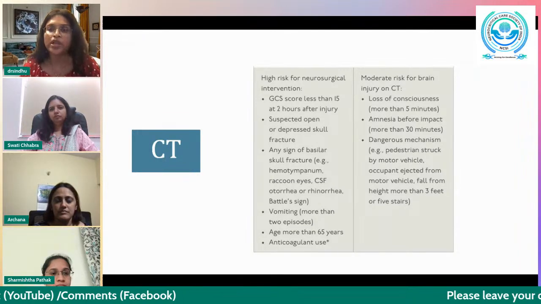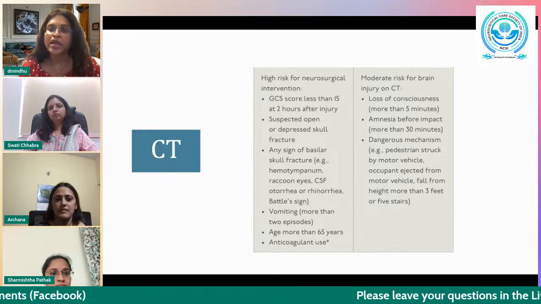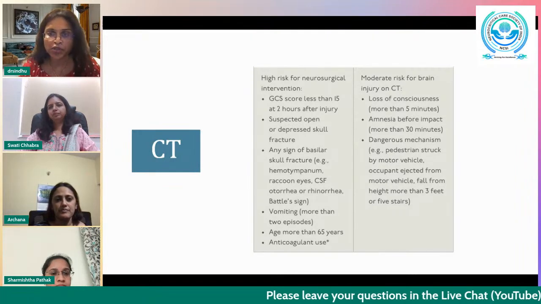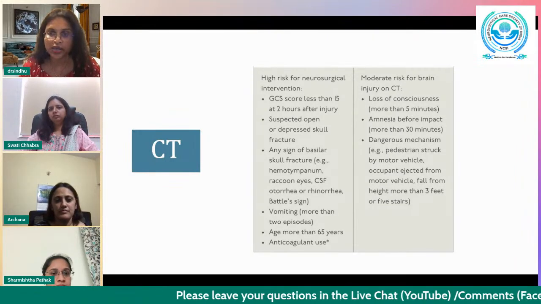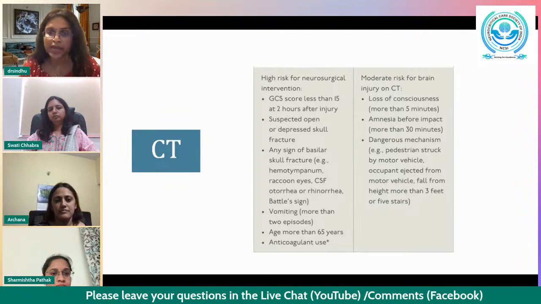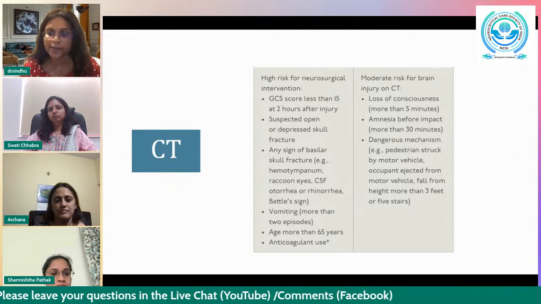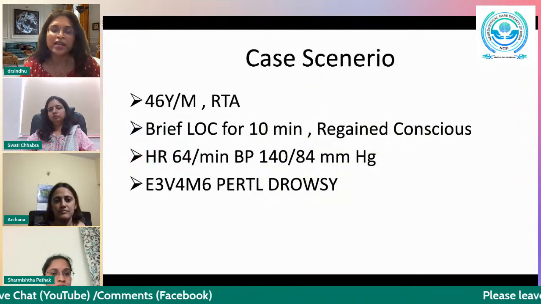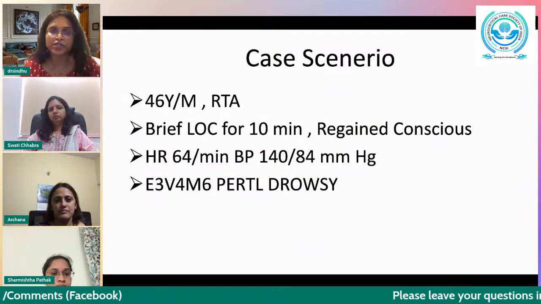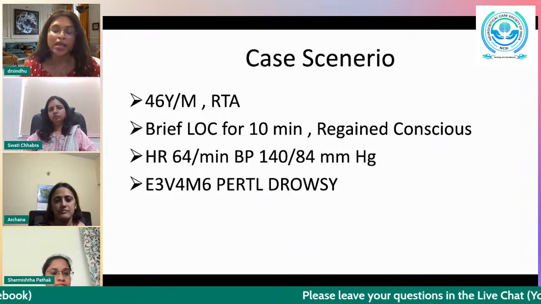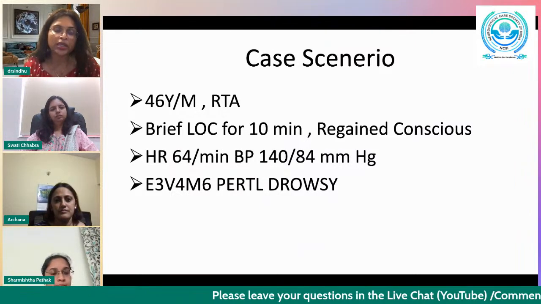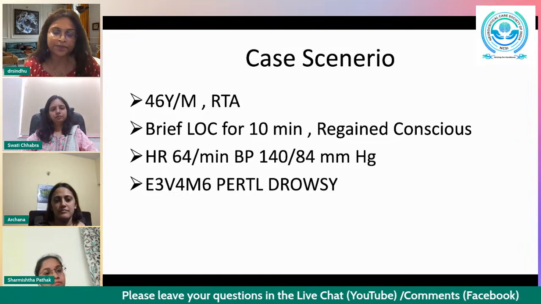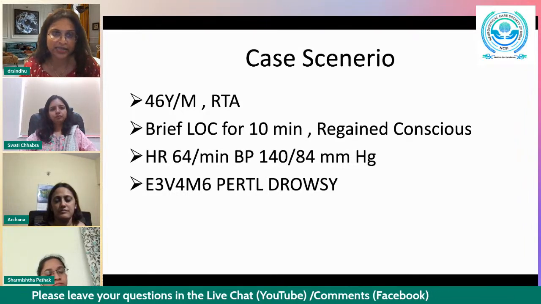years, and there is only a moderate risk of brain injury if there is loss of consciousness for more than 5 minutes, amnesia before or after the impact, and dangerous mechanisms of injury. All this warrants a CT scan. Most often, even if it doesn't fit into this scenario, just to be on the safer side, we really do a CT scan. The second scenario would be a 46-year-old male who has a road traffic accident.